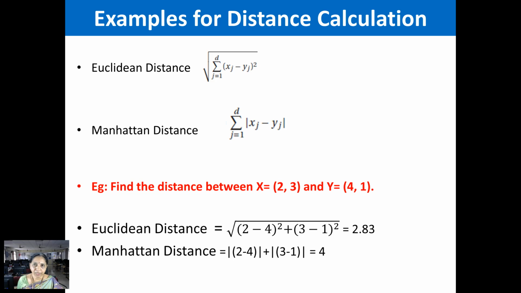For example, if you want to calculate the distance between two instances x and y which have two attributes, with values of x as 2, 3 for attribute 1 and attribute 2, and the values of y as 4, 1. To calculate the Euclidean distance, the formula is square root of (2 minus 4) whole square plus (3 minus 1) whole square, that is 2.83. And to calculate the Manhattan distance, we just need the absolute difference between the attribute values, that is |2 minus 4| plus |3 minus 1|, that is nothing but 4.